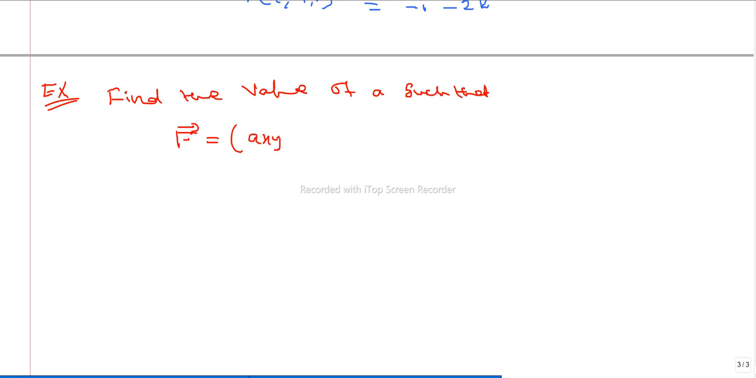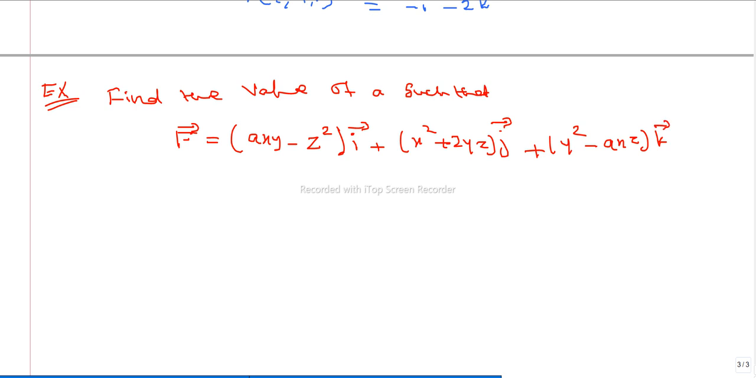(axy minus z square) into i vector plus (x square plus 2yz) into j vector plus (y square minus axz) into k vector. Suppose this vector is irrotational. Find the values of a such that the function is irrotational.